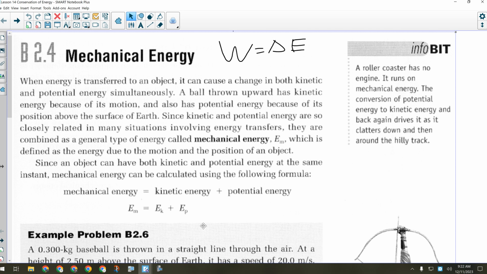Does that sort of make sense? So what we're saying is that energy is always going to be there. It's just going to be converted from one form to another.